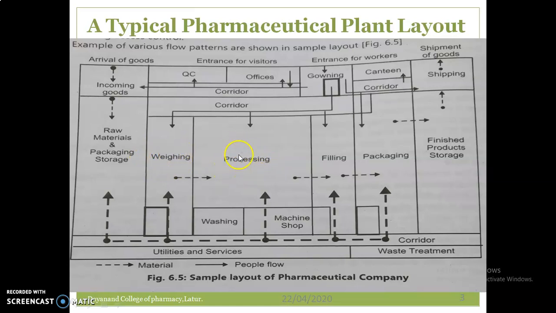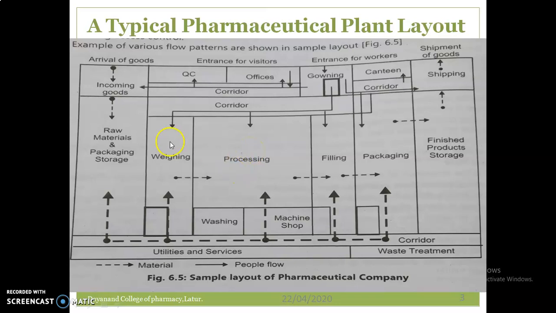Then the production area, the main manufacturing area, should be properly segregated from the other areas. For highly sensitive materials, for example penicillin, biological preparations, antibiotics, hormones, or cytotoxic substances. It should follow the logical process.